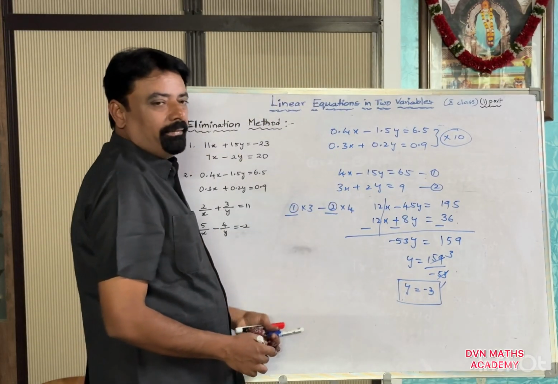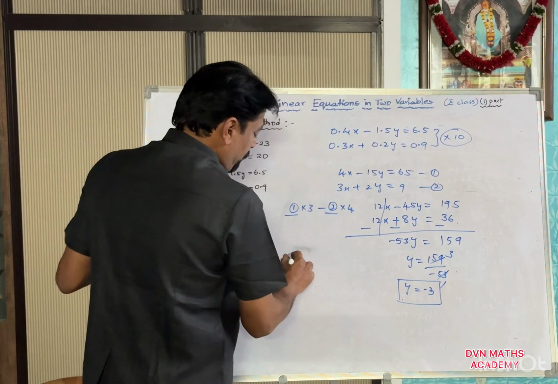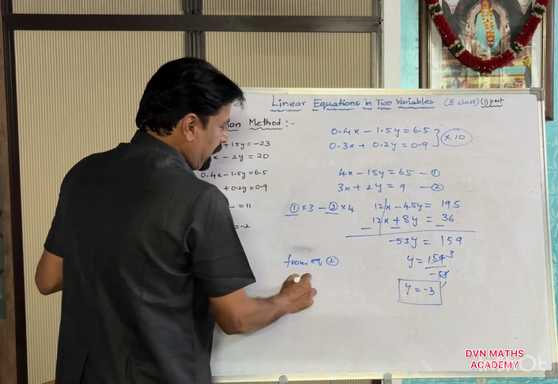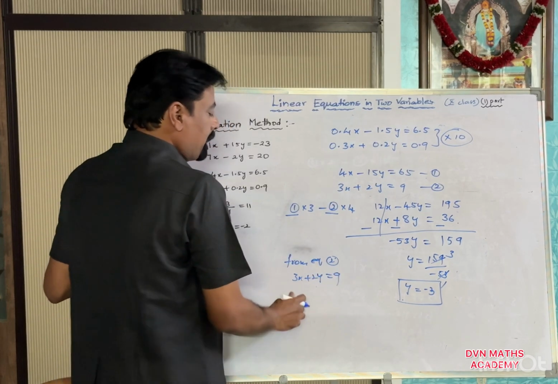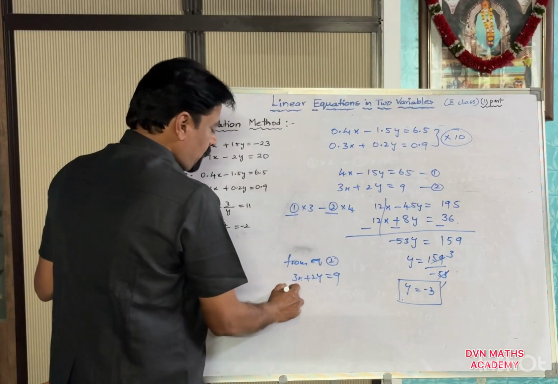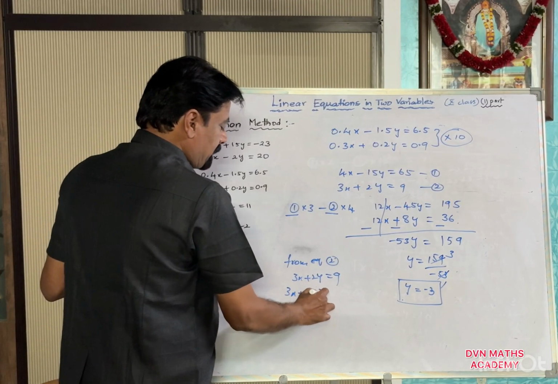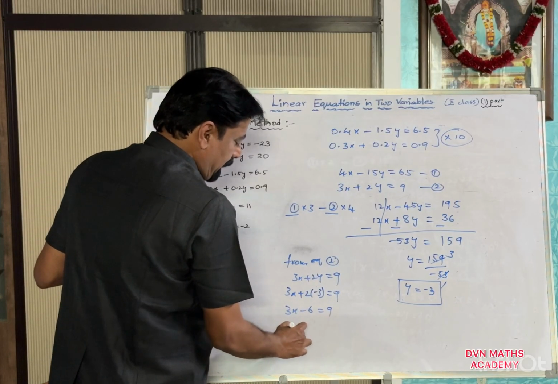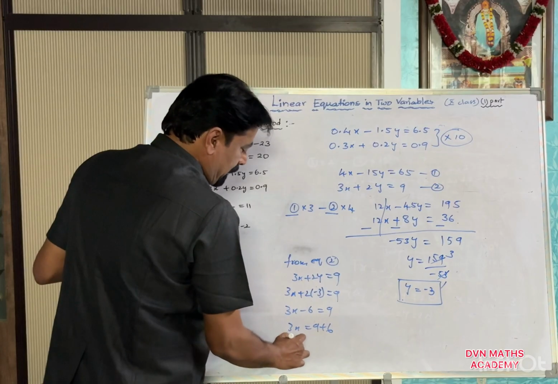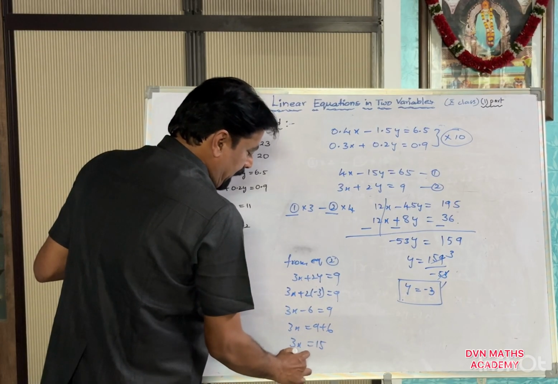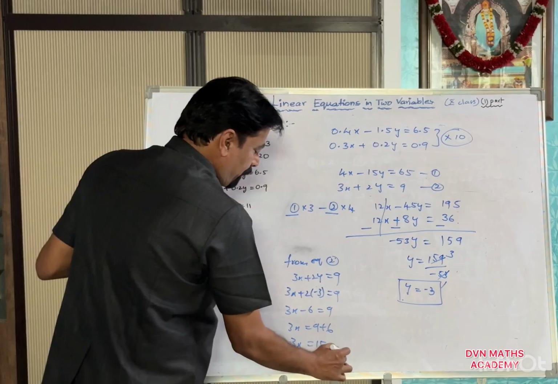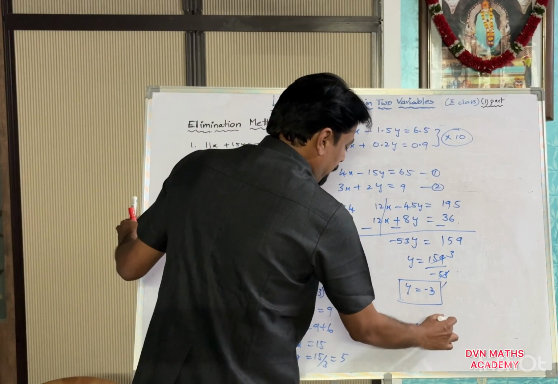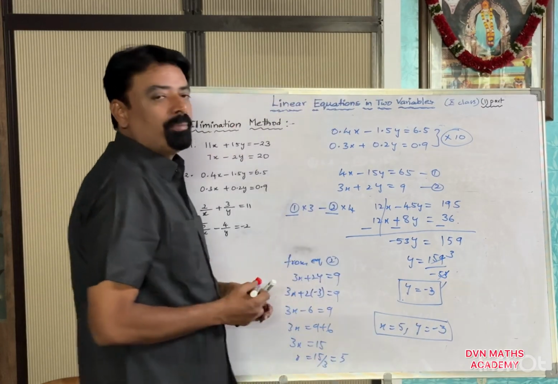Now it is easy to find the value of x. You take the second equation from equation 2. What is my second equation? 3x plus 2y is equal to 9. Then you substitute the value of y here. So 3x plus 2 into minus 3 is equal to 9. So 3x minus 6 is equal to 9. 3x is equal to 9 plus 6, and 3x is equal to 15, and x is equal to 15 by 3, that becomes 5. So I got x is equal to 5 and y is equal to minus 3. So these are the solutions for the given pair of linear equations.